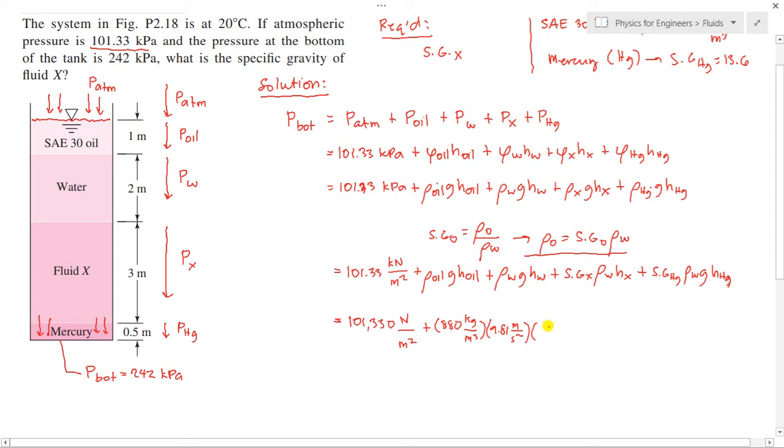Okay, 1 meter. So butang ta 1 meter. Plus the density of the water is 1000, right? 1000 kilogram per cubic meter multiplied by the gravity 9.81 meter per second squared multiplied by the height of the water, ani, diba? 2 meters based on the figure.